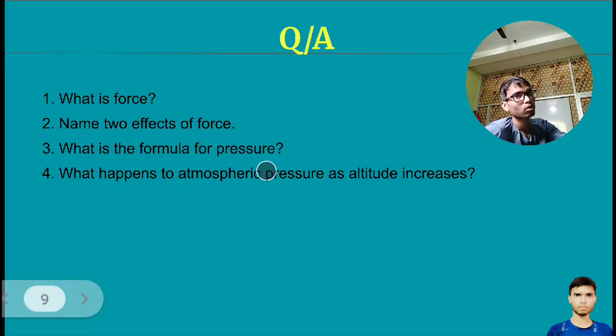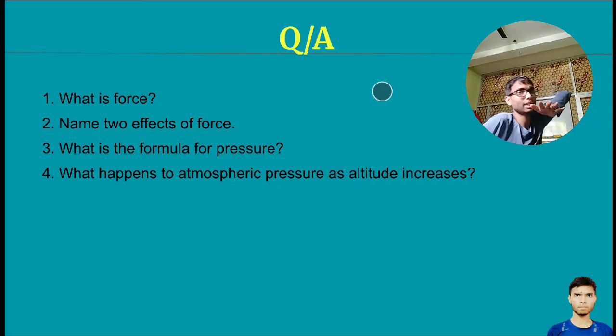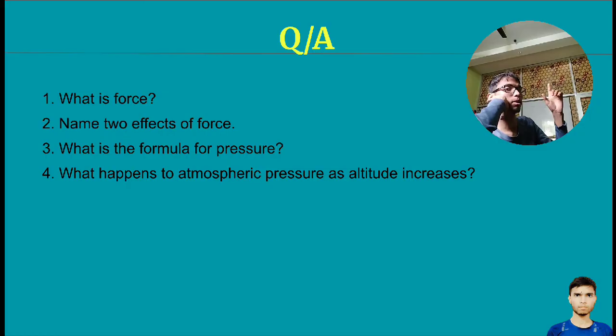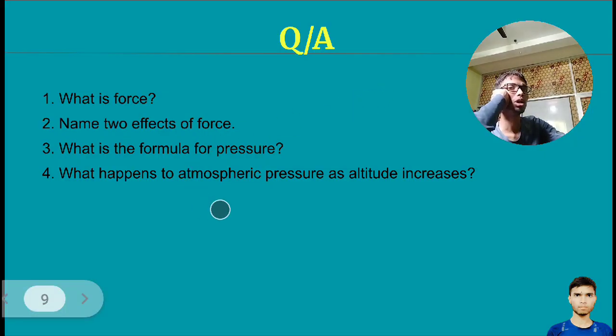What is the formula for pressure? Pressure is the perpendicular force over the area. This is the upward force, and this is the downward force. The downward force is the gravitational force, and the upward force is buoyancy. Upward force will be considered as buoyancy, and downward force will be considered as gravitational force. Clear? What happens to atmospheric pressure as altitude increases? It will decrease.